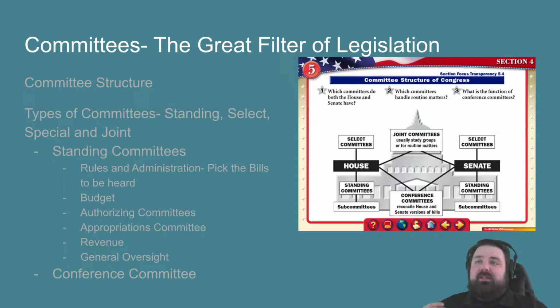There are authorizing committees that really do a whole lot of work on the functioning of the executive. They help the executive to get their job done. There's the Appropriations Committee, which actually grabs that money and gets it where it needs to go. The Revenue Committee, which always has to stand, which figures out how the money is going to come in.